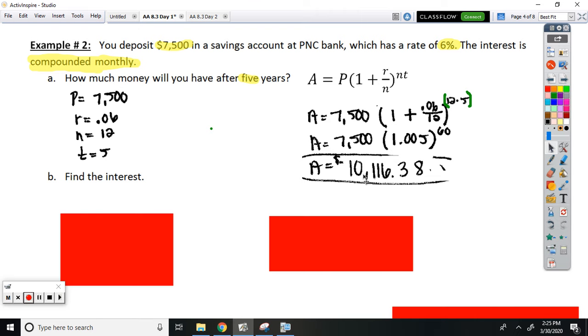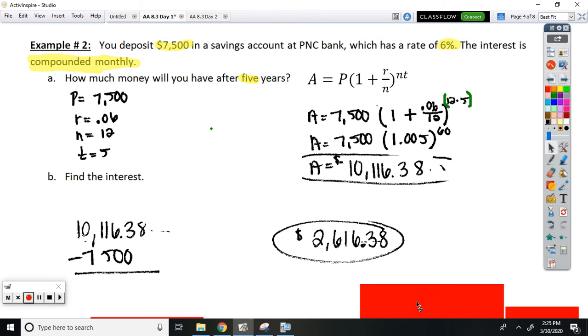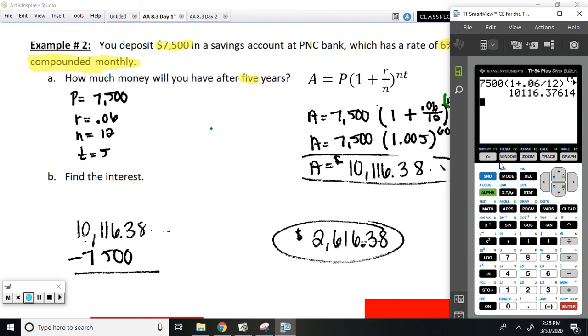Again, to find our interest, do not use I equals PRT anymore. We're going to take the future value minus the initial deposited value. So that's $10,116.38 minus the $7,500 that we put in. And we should find that we earned $2,616.38 in interest from just leaving our money sit in that account.